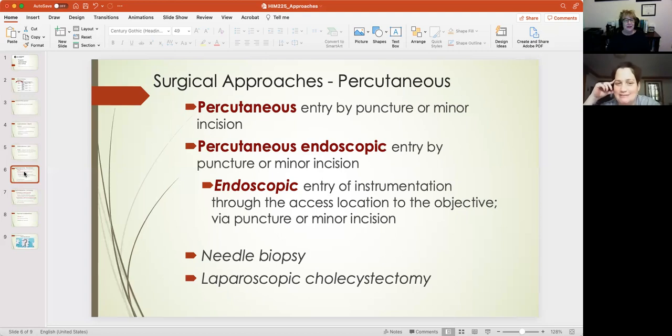Right? Okay. So percutaneous means going through the skin, and endoscopic has to do with instrumentation. Endo meaning into, and scopic meaning to see. Just a little reminder from medical terminology class.